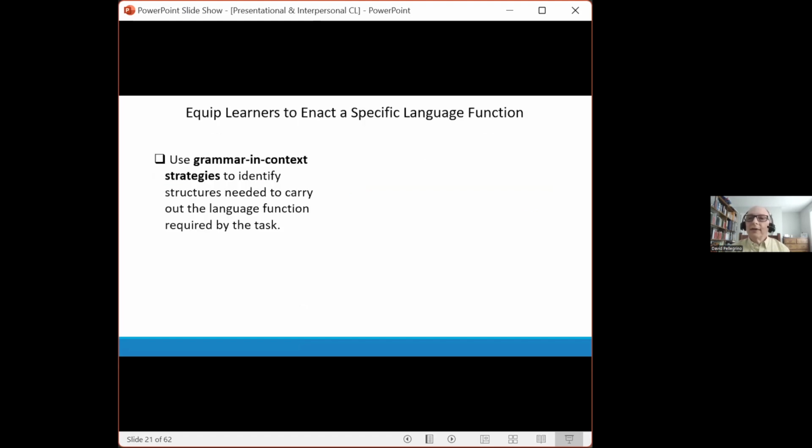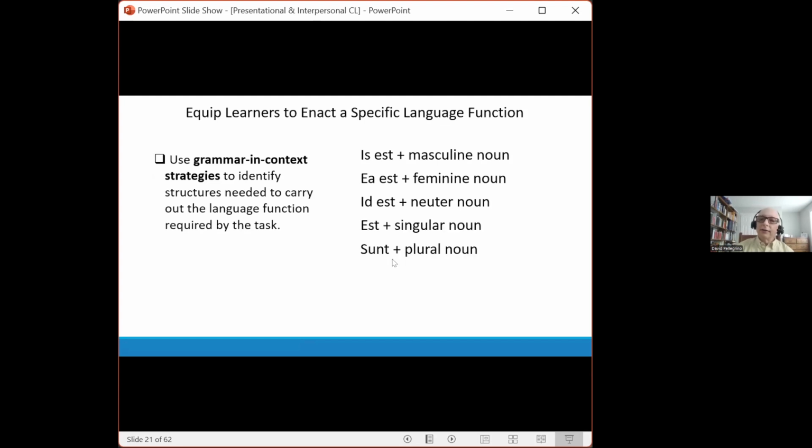My question is, how can I help my students perform even better than at the novice mid level? Well, you can use grammar and context strategies to identify structures needed to carry out the language function required by the task. This is that scaffolding that I keep referencing. You can be gender specific and use the equivalent of "this is" with a masculine noun, or with a feminine noun, or with a neuter noun. Or you can just use est with a singular noun and sunt with a plural noun. Much easier, and you're still helping students perform at the sentence level.